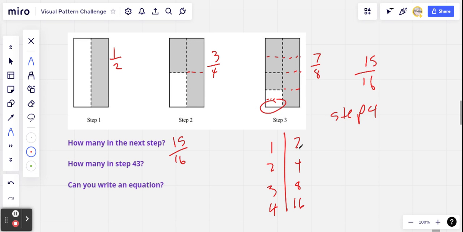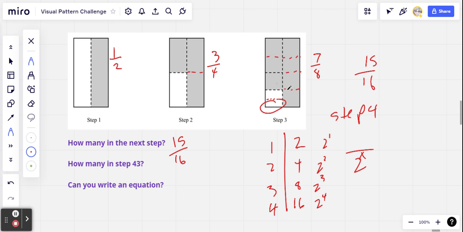So what pattern do you see there? These are actually powers of 2, right? 2 is 2 to the first power, 4 is 2 to the second, 8 is 2 to the third, and 16 is 2 to the fourth. So for our denominator, we could just call this 2 to the x, 2 to the step number power. And that should give us our denominator.